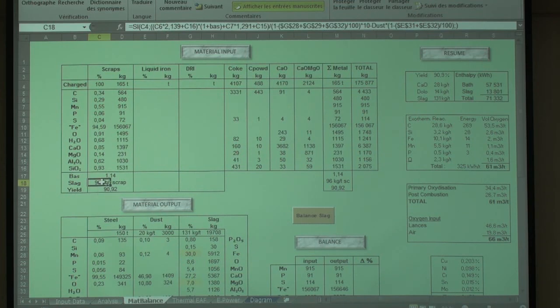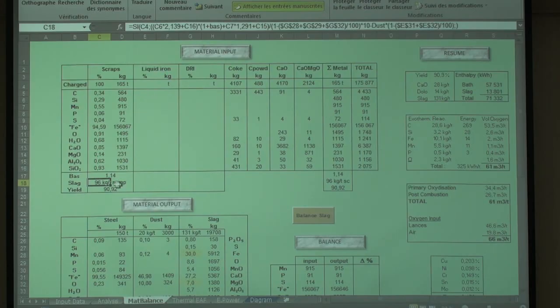What you see is that there is a difference. You will notice immediately that there is a difference between the slag calculated here and the slag calculated here. But this is normal, because this is kilogram of slag per ton of scrap, and this is kilogram of slag per ton of steel. So you have a difference.